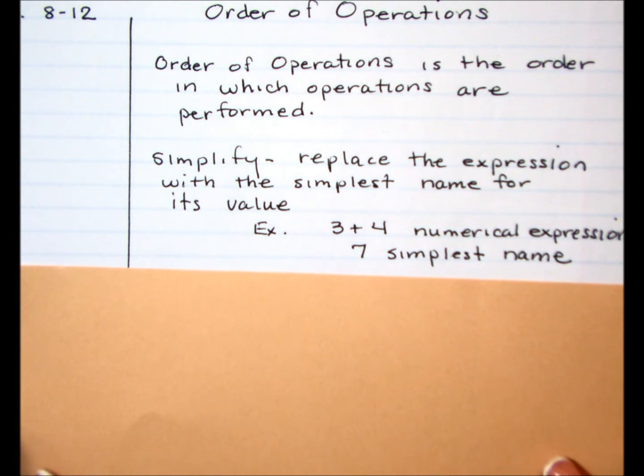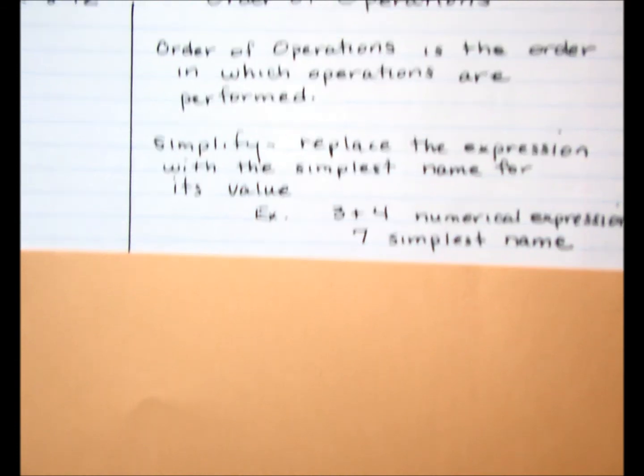When we do the order of operations, we are trying to simplify. To simplify means to replace the expression with the simplest name for its value. For example, we know the numerical expression 3 plus 4. If we were going to simplify that, we would write 7 because 3 plus 4 is 7. So its simplest name is 7. That's what it means to simplify. And though we'll have much more complex problems, that is what we will be doing.